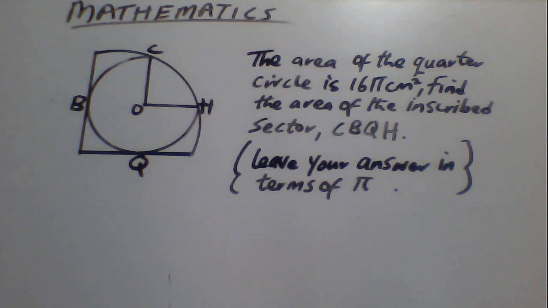Alright, good day students. As you can see, what we have today is circle geometry. The area of the quarter circle is 16 pi cm squared. It is given. Find the area of the inscribed sector C, B, Q, H. Leave your answer in terms of pi. So how do we solve this type of problem?